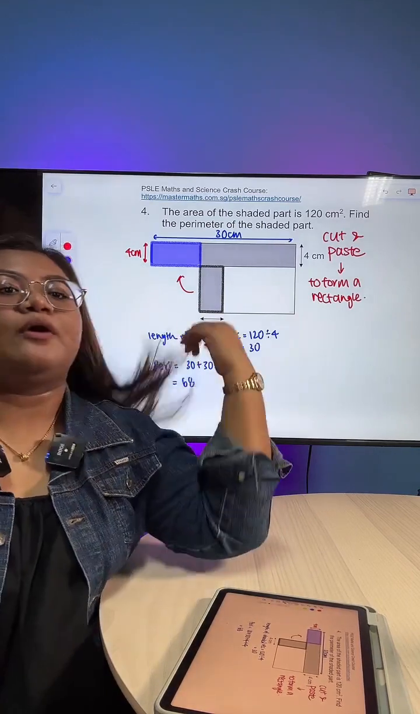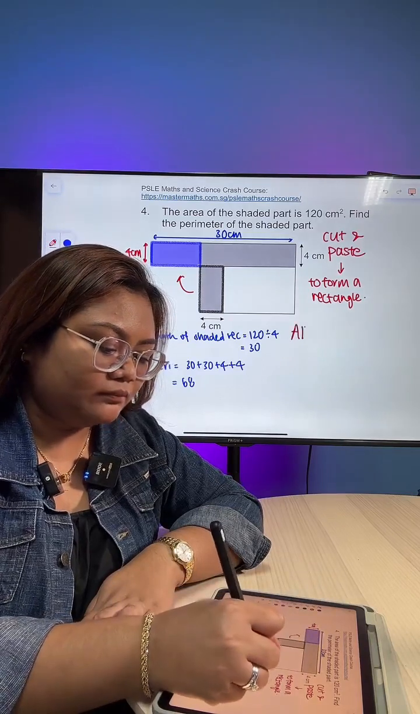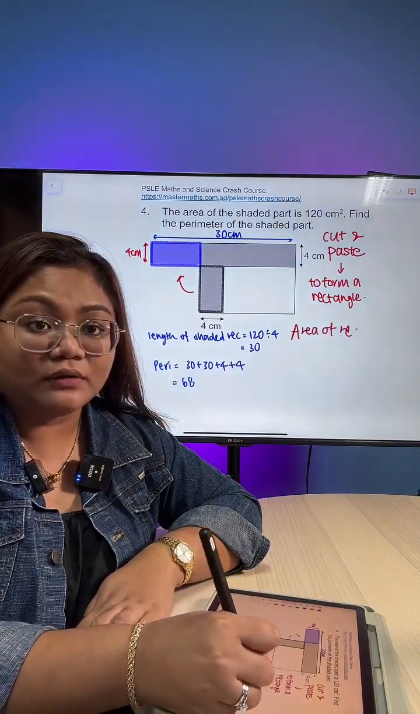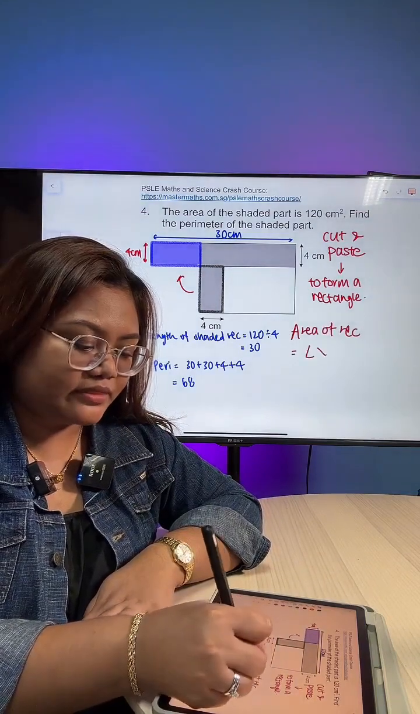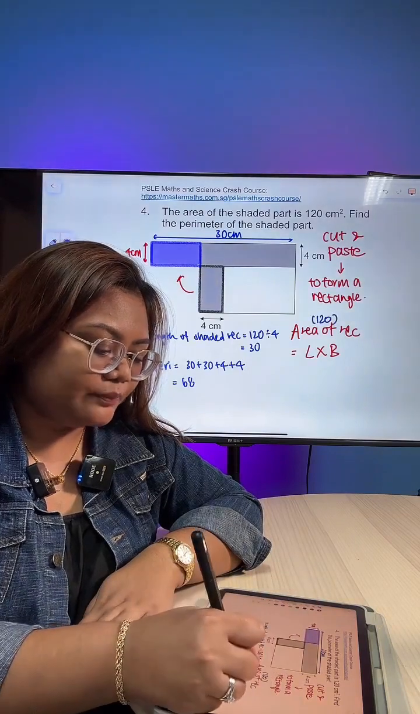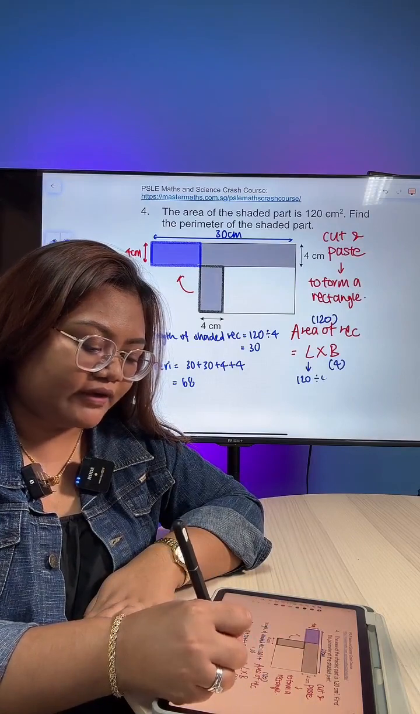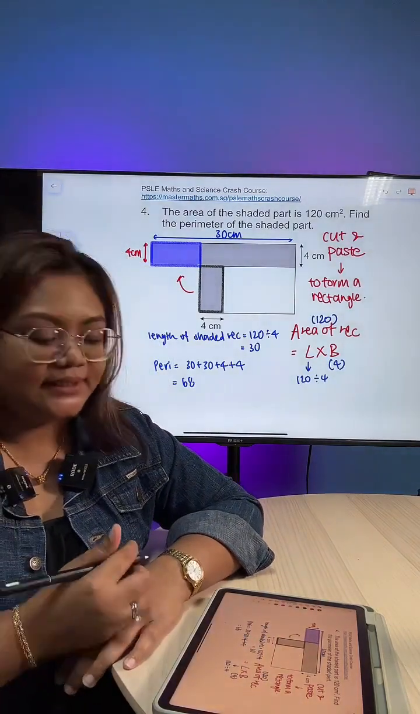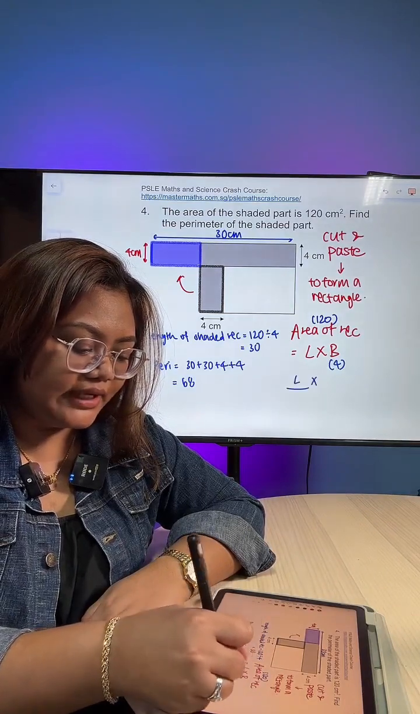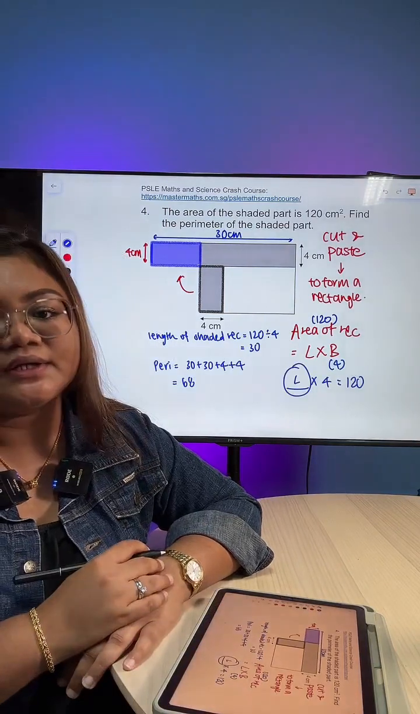Alright, last question for the day. Why divide by 4 once again? Let me show you. Area of rectangle equals length times breadth. Area is 120 given to us, breadth is 4. So to find length will be 120 divide 4. Okay? Basically, length times 4 gives us 120. So to find length, I divide. Got it?